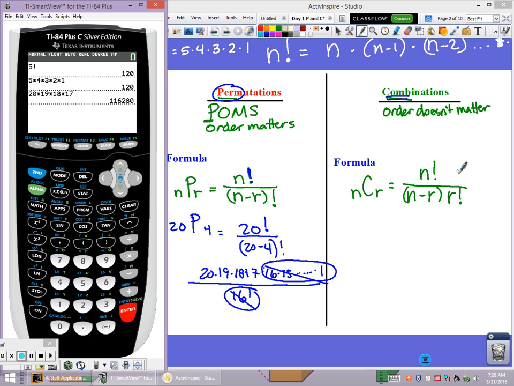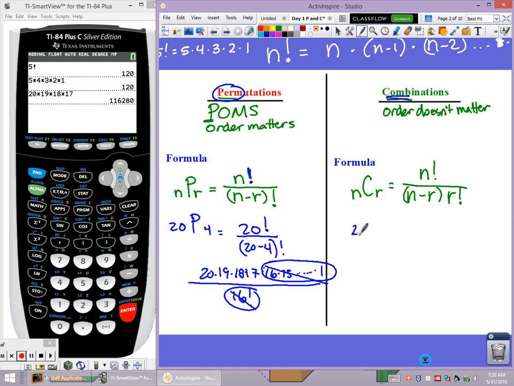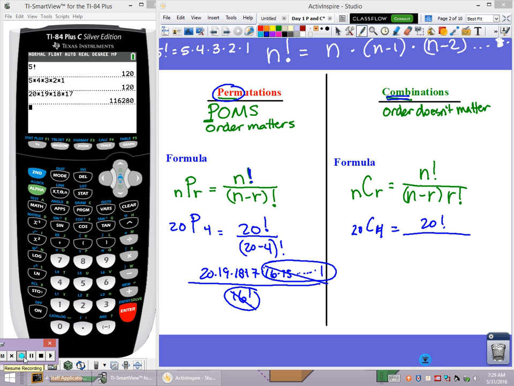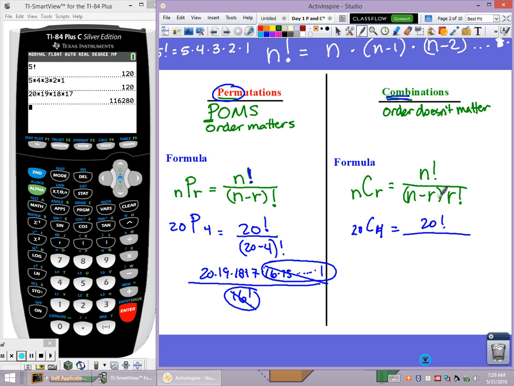So if we do the same 20 and 4, so we're going to go 20 combination 4, we're going to have 20 factorial. Sorry, there is a typo. There's a typo not only here, but on your worksheet. So if you can fix this, the formula is n minus r factorial and r factorial. So if on your worksheet it says A permutations, B combinations, go down to the bottom and put in a factorial after that n minus r.